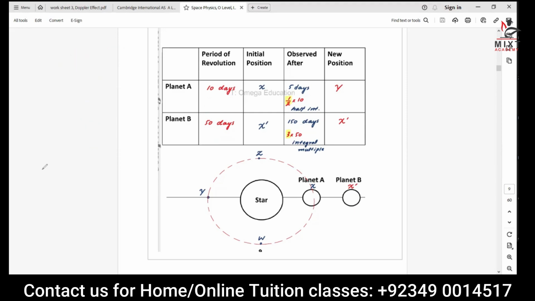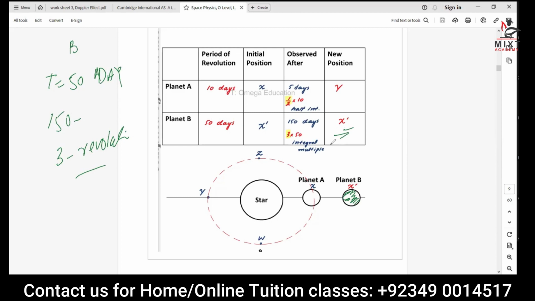Okay. So students, on an experimental basis, they have given a planet called B. Its time period is 50 days. So in 150 days, it will complete 3 revolutions. And after taking 3 revolutions, it will reach its starting point. This is the situation. Are you clear about that, students?